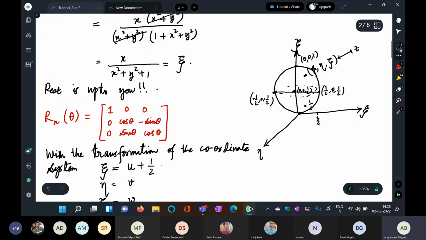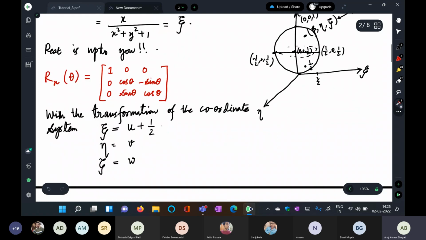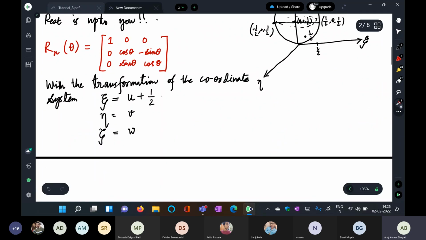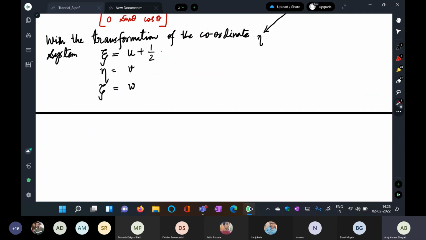See what I am doing? I am shifting this diameter to the x-axis. So zeta is u plus half. So if you see, u will be zeta minus half. If I subtract half, this will shift to the zeta axis. And I am fixing these two coordinates as they are. So now what I have to show is the mapping.